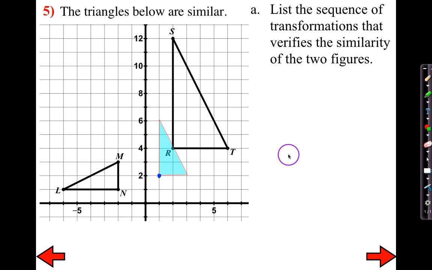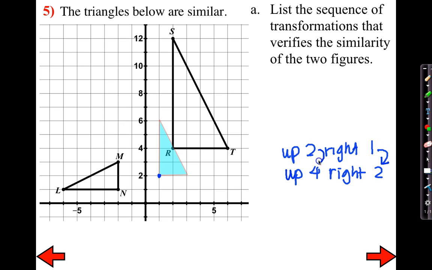Okay, so up 2 and to the right 1. So in order to get here, notice I'm having to move up 1, 2, 3, 4, and then to the right 2. So up 4, and then to the right 2. Notice, by what factor is 1 turning to 2 and 2 turning into 4?